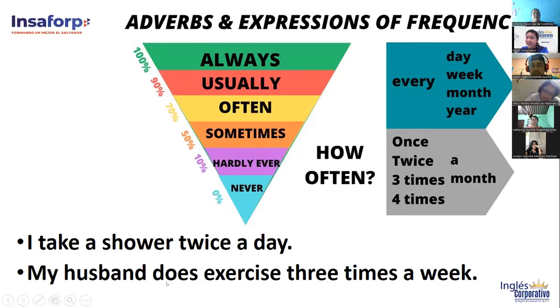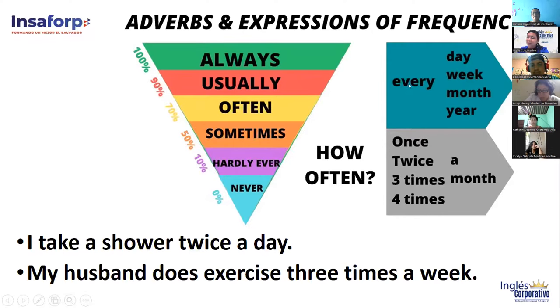My husband does exercise 3 times a week. Entonces la expresión, the expression of frequency is 3 times a week, 3 veces a la semana. Pero va al final. My husband does exercise 3 times a week. Esa es la diferencia. Las expresiones de frecuencia van al final de la oración.